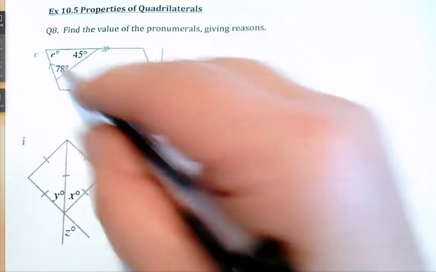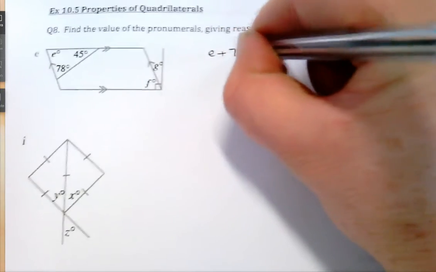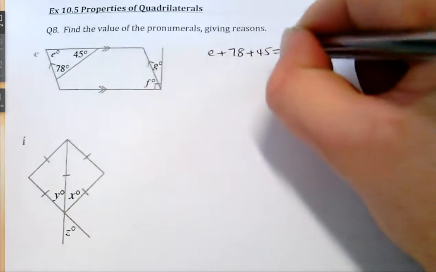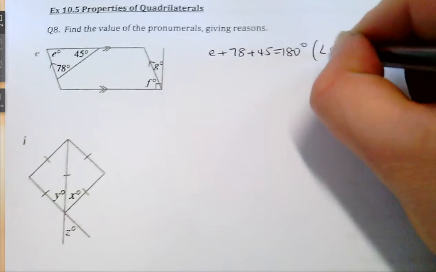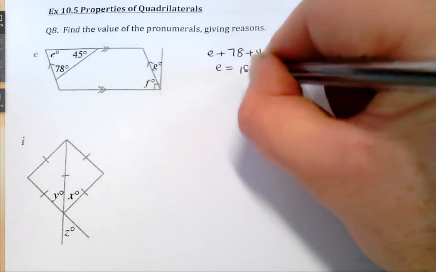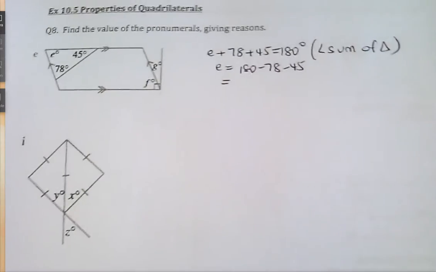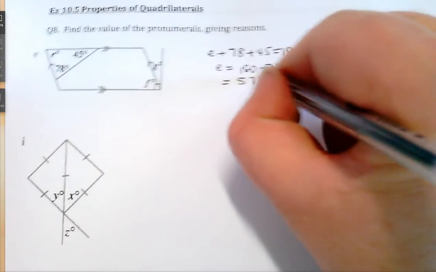The first thing that would be easiest to work out would be E, because that's a triangle. So we can go E plus 78 plus 45 is 180 degrees. Reason, angle sum of triangle. And so therefore E is 180 minus 78 minus 45. And if you do that on your calculator, you get 57 degrees.